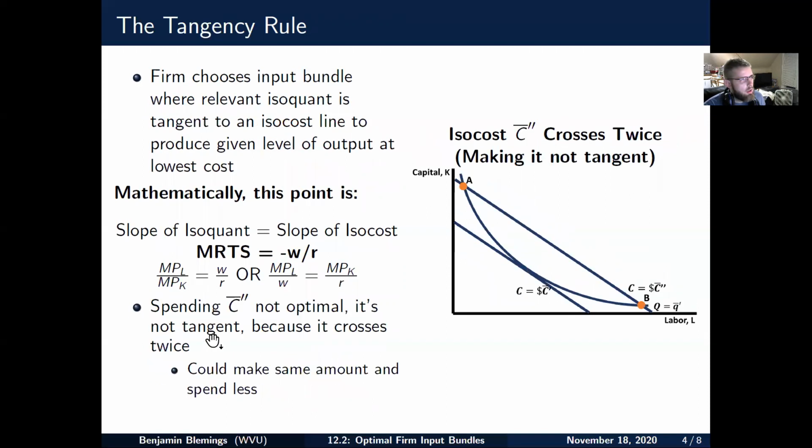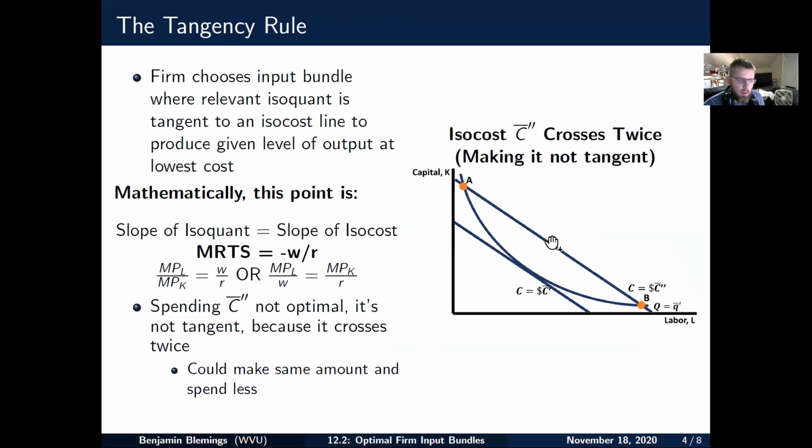And so you could, like we talked about earlier, make Q bar prime at either points A or B, but it's crossing twice. And so you could make the same amount and spend less. You could be on an isocost curve closer to the origin, meaning you spend less, which is good for business and profit maximization.